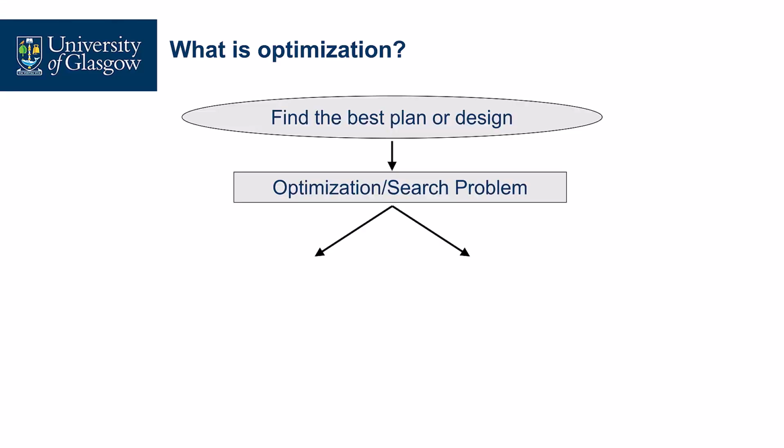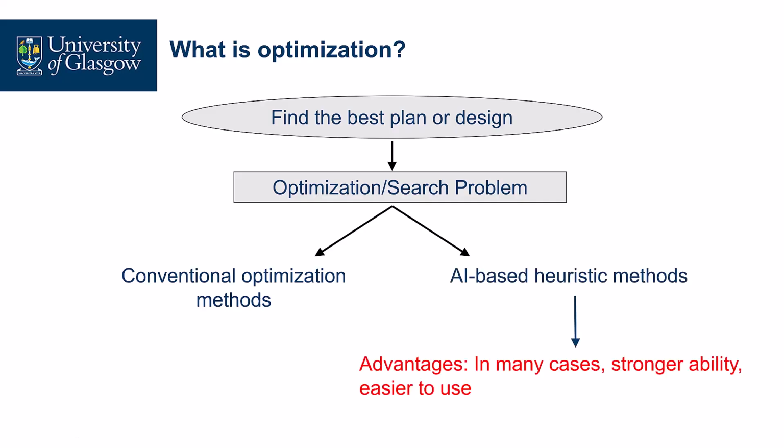In the real world, we often have to find the best plan or design. This happens often in every engineering domain, that you need to find the best plan or best design. So we call them the optimization or search problem. Often we have two kinds of method for this kind of problem. One is conventional optimization methods, while the other is AI-based heuristics methods. So in many cases, the latter has a stronger optimization ability and is easier to use. And that is what this specialization will focus on.